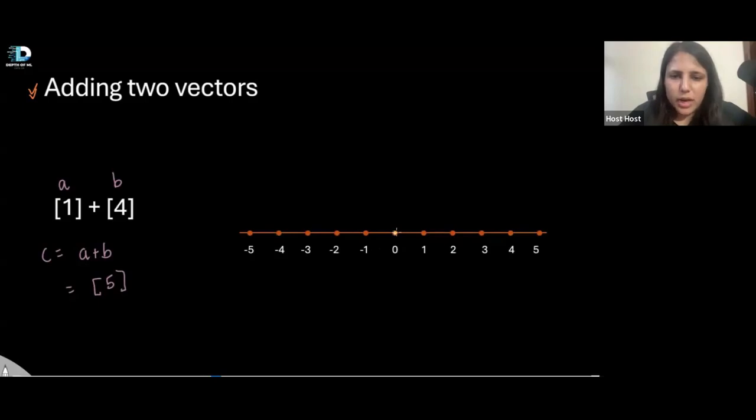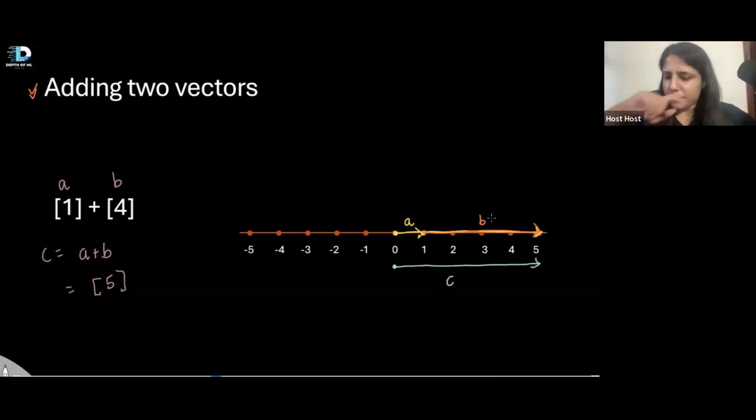And geometrically, how will I do it? I will start from the origin. I will move one step forward for A. Then from A, I'll move 4 steps forward for B. This is my B vector, right? And whatever I get as the result, starting from the origin to the point where I ended, is my C vector.